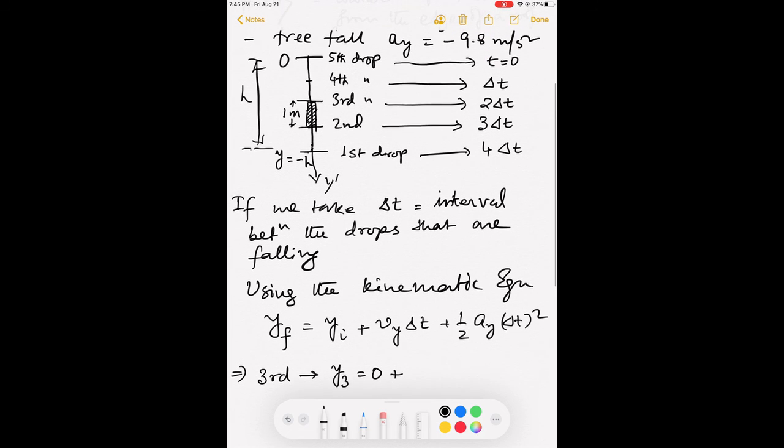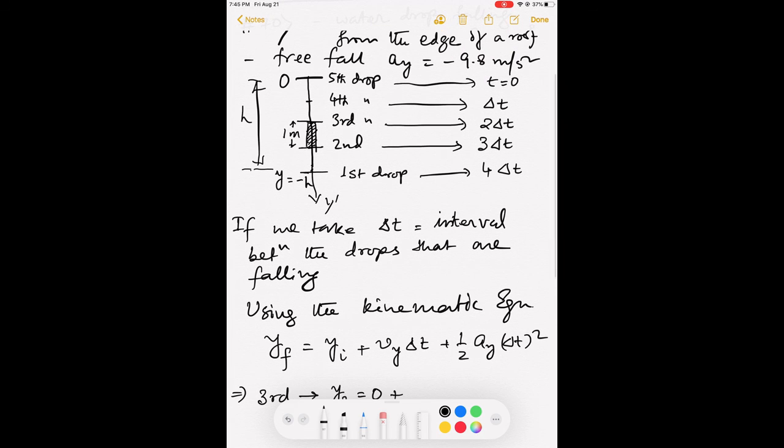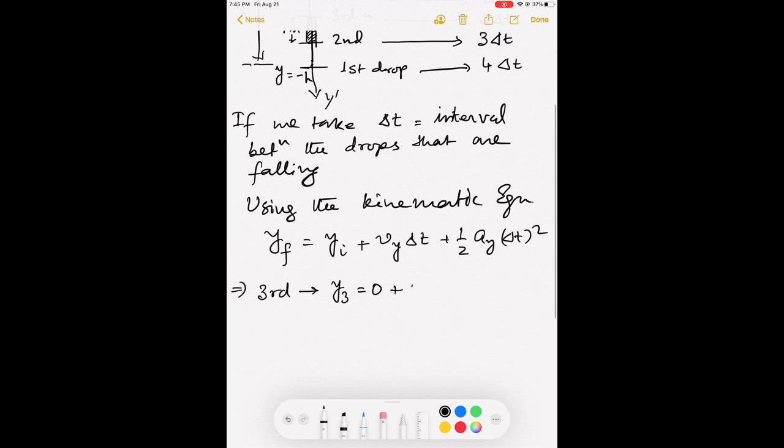Then it starts with initial velocity 0, since it's a free fall, so the second term also gives you 0. Only the third term is going to give you one half times minus 9.8 times, and in this case, this delta t is basically 2 delta t. If you get confused, do not use delta t here. Say just time interval.